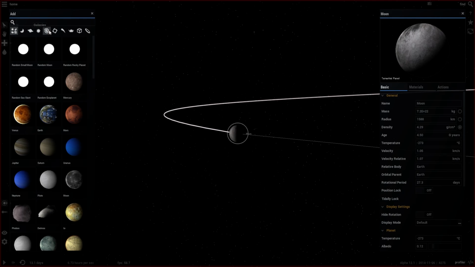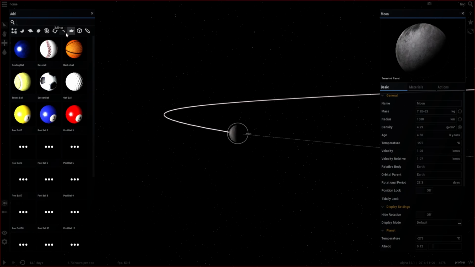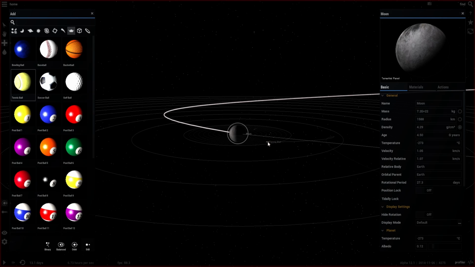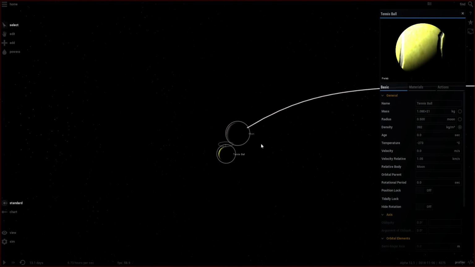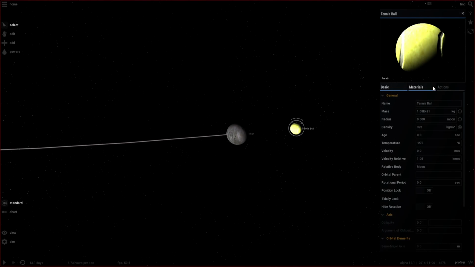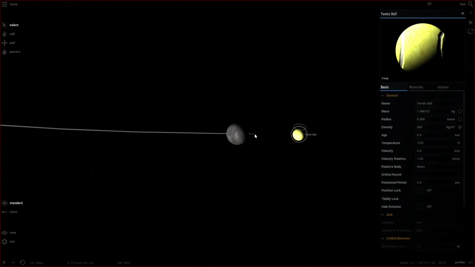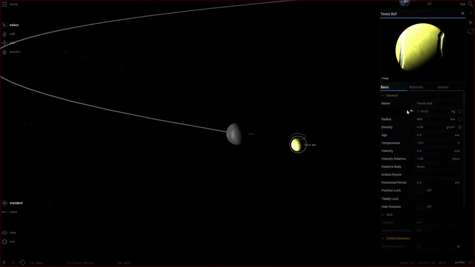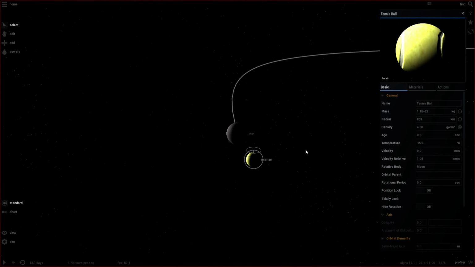For example, we could add a real life object. We could add a tennis ball. We could totally add a tennis ball somewhere around here. So that's our tennis ball planet, right there. We're just leaving it static here. Basically density, in case you're wondering: mass is how much material there is, the radius is how large it is, and the density is the ratio between mass and radius. The higher the density, the more material in the same space. So that's basically what's going on here.